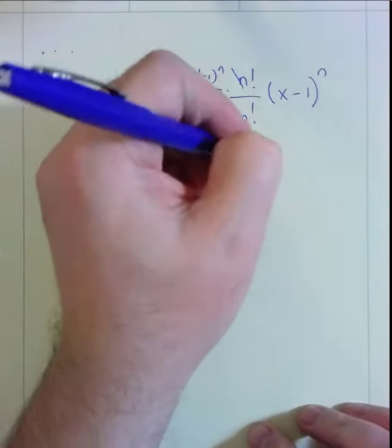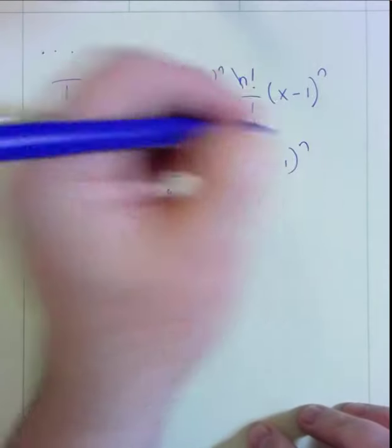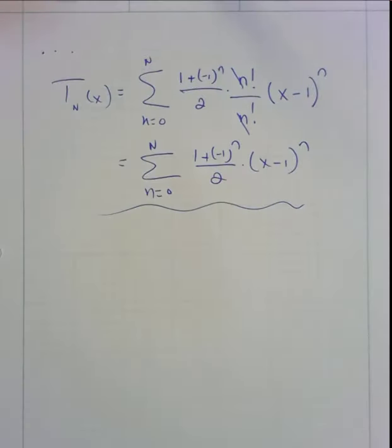And there you go. That is the general recipe for the nth order Taylor polynomial for the function 1 over 2x minus x squared anchored at x equals 1.